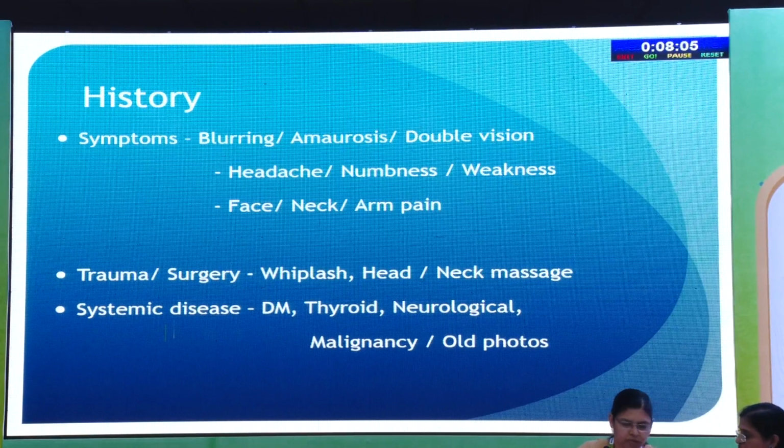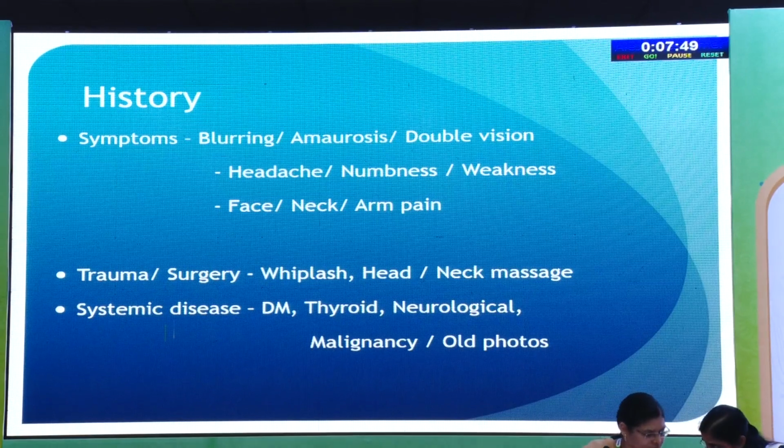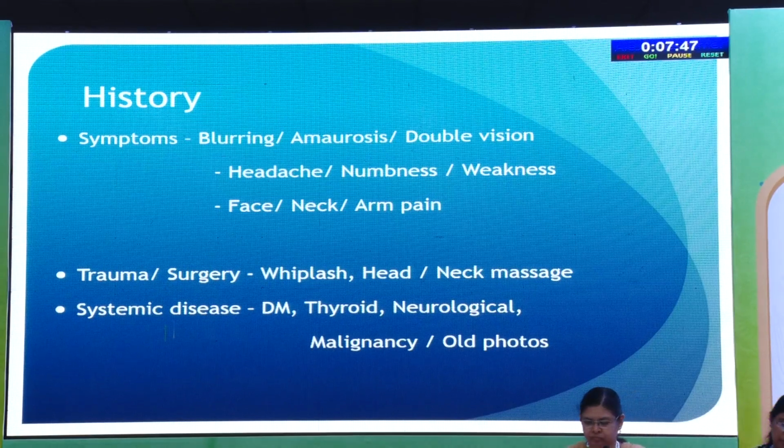And it's always very important to ask for a history of previous photographs. So somebody presents, say, for glasses, and then you see an anisocoria. So you can always ask them to bring any old photographs, what is known as the FAT scan or family album tomogram. And that can give you a clue as to whether it is a pre-existing condition or whether it is something new.